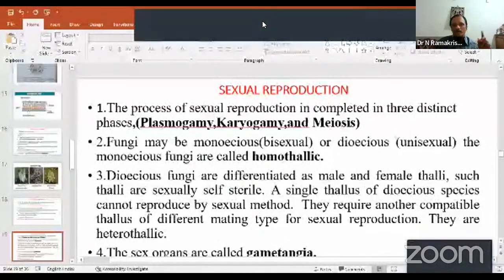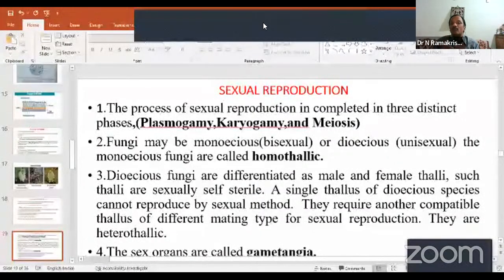The dioecious fungi are differentiated into male and female thallus. Such thalli are sexually self-sterile. This is a most important topic. A single thallus of a dioecious species cannot reproduce by the sexual method. They require another compatible thallus of a different mating type for sexual reproduction.